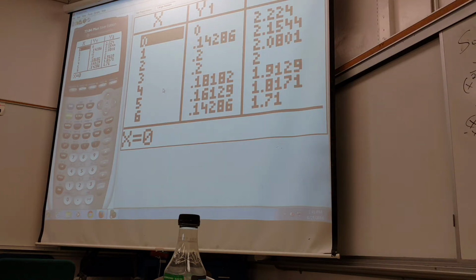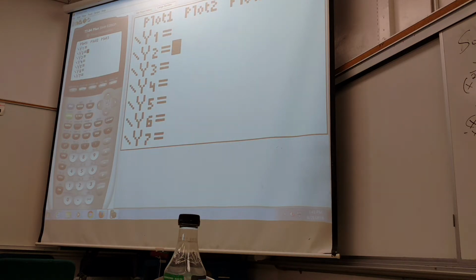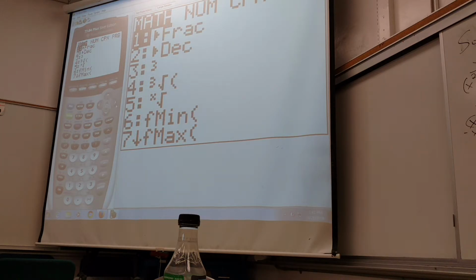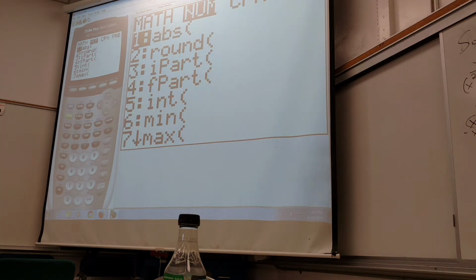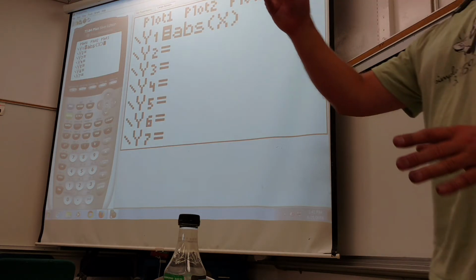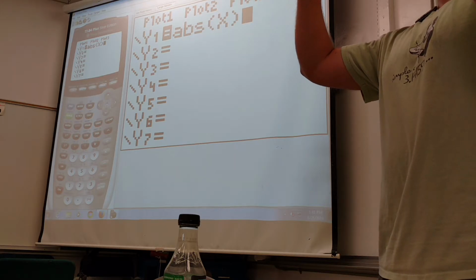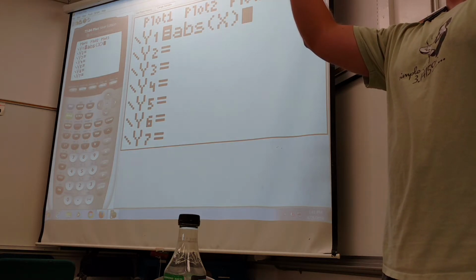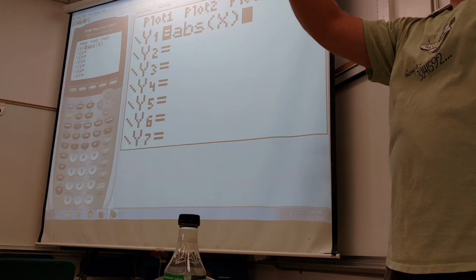Oh, real quick. Where do you think absolute value is? Probably under the all-purpose math button. If you hit math, go to num, absolute value is right there. So if I want to graph the absolute value of x, real quick, how do you think it looks? Don't do it yet. Absolute value of 1 is 1. The absolute value of negative 1 is 1. So it should look like that.